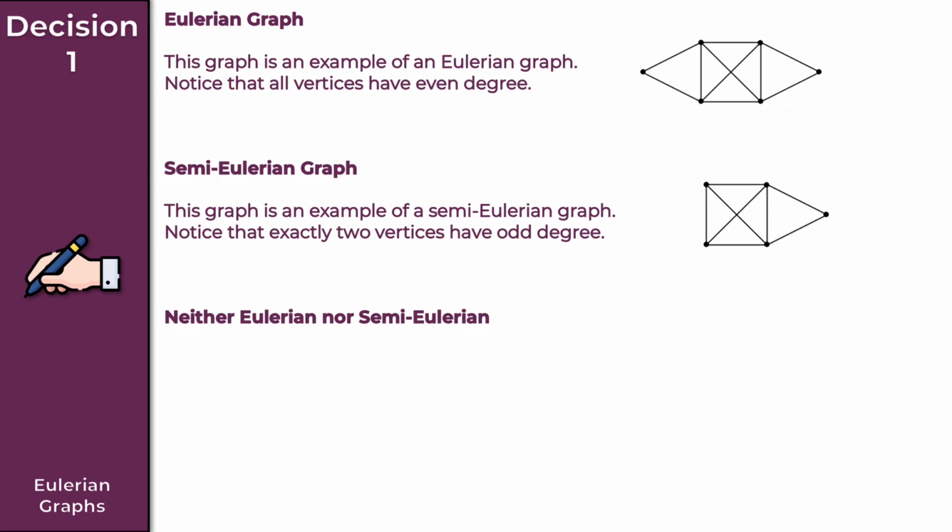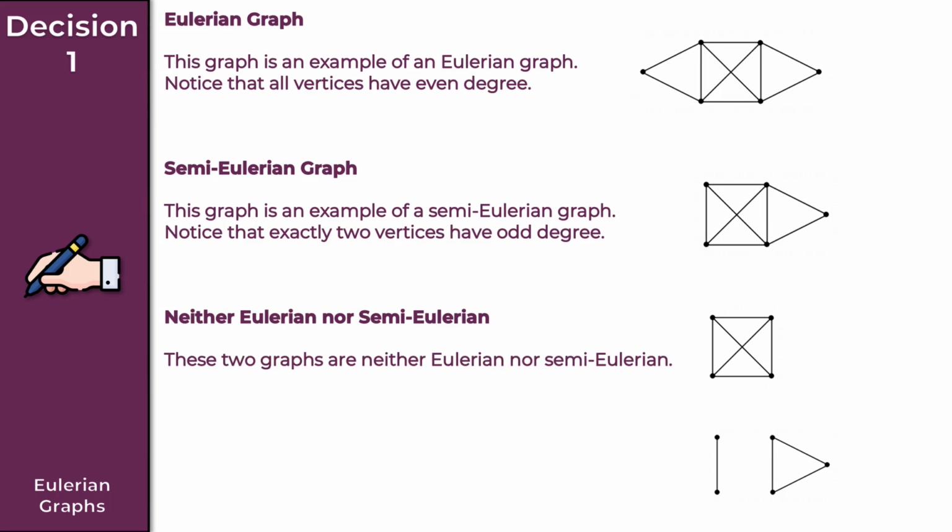For the very last situation, we have graphs that are neither Eulerian nor semi-Eulerian. I've got two different scenarios here. In the case of this graph, more than two vertices have odd degree, so it is neither Eulerian nor semi-Eulerian. It's actually impossible to draw this graph without removing your pen from the paper or repeating an edge.